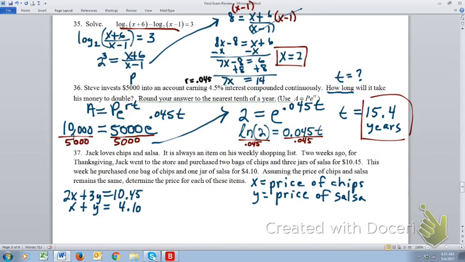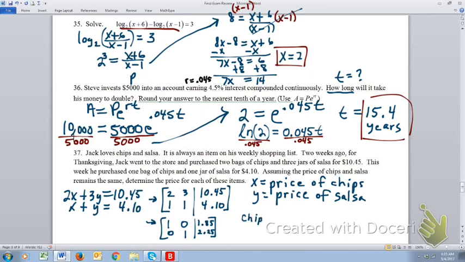So we can solve this system using any method that we want. Substitution and elimination both would work quite well. But I'm just going to go ahead and put this into the calculator as a matrix, which you can do or use whatever method you want. When you do that, remember we've got to use that RREF feature, and you get what I have here. So you can see that x is 1.85 and y is 2.25. So the price of chips is $1.85 and the price of the salsa is $2.25.